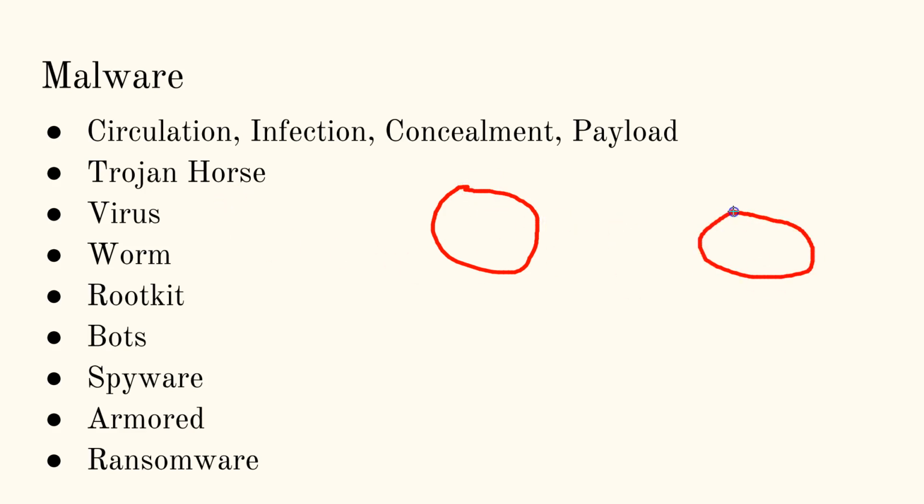Circulation is this in-between stage, right? We have some kind of device with an operating system running over here, and we have an operating system running over here. The circulation is the method of transit from one operating system to another operating system. So that's circulation, all right?